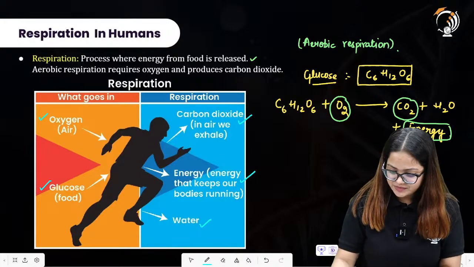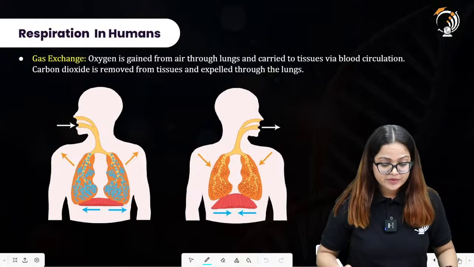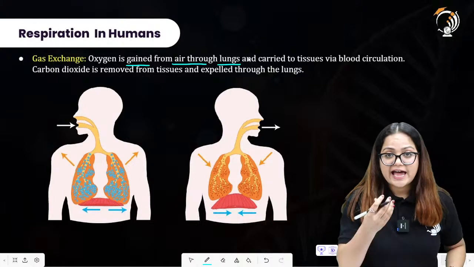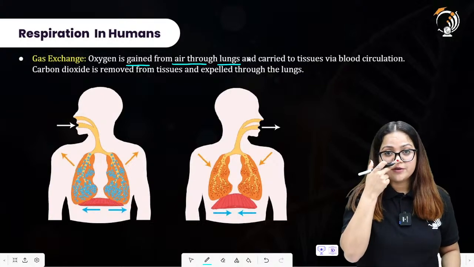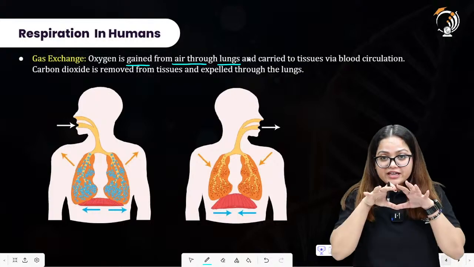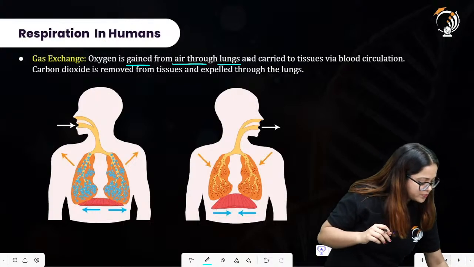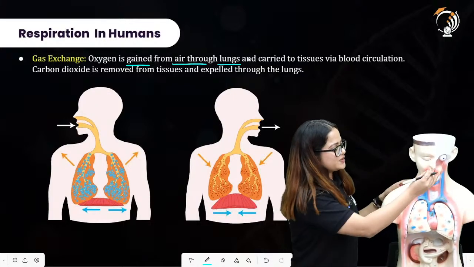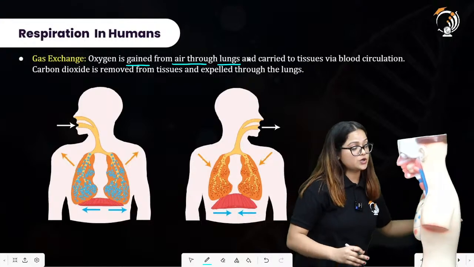Then let's move to another slide here. So gas exchange is the topic here. Oxygen is gained from the air through lungs. Yes, as we breathe, the air is going to enter through the nostrils and into the nasal passage. Then it goes into the windpipe and then is distributed to the lungs. Then you can understand this through Mr. Joy. Here he has come again. So, alright, this is the nose over here. The air is going to enter into the nostrils here.